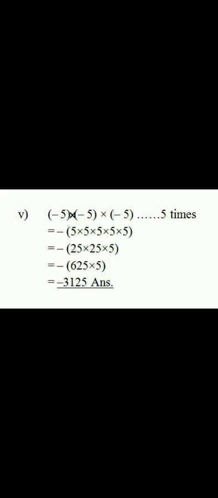Now next is here. As you are seeing here, we have to multiply this minus 1 into minus 1 into minus 1 up to 200 times. So how can we solve this? There is no need to write this minus 1 up to 200 times if we know the rule. What does the rule say? If we have an even number of negative integers in multiplication, then the answer will be positive. As you are seeing, we have to multiply minus 1 up to 200 times, and 200 is even. That means the answer will be positive.